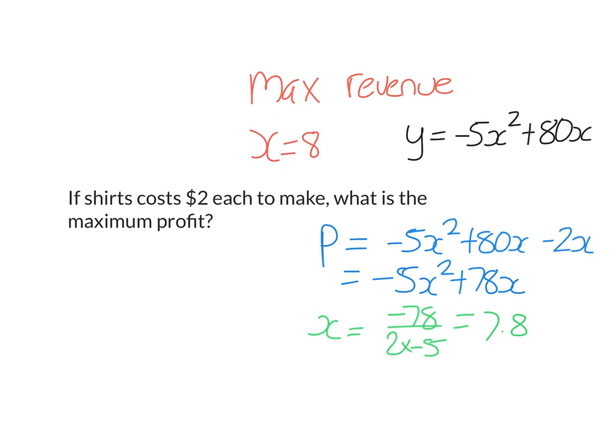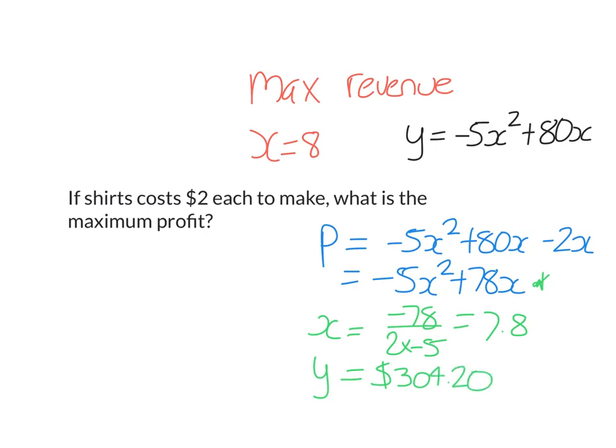It's impossible for me to make 7.8 shirts, but that could mean I average 7.8 shirts per week or per month or whatever. I just want you to be aware that the number of shirts that maximizes revenue is not necessarily the number of shirts that maximizes profit. And again, that's because, as I said before, if you change this value b, you change the x and y coordinate of the turning point. So if I substitute x equals 7.8 into this equation here, I get $304.20, which is the maximum profit, all right?